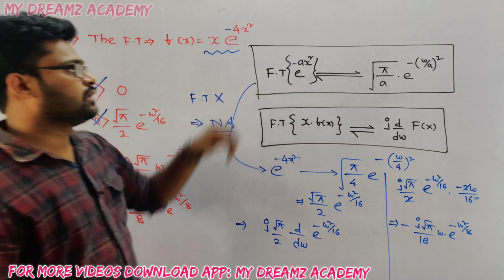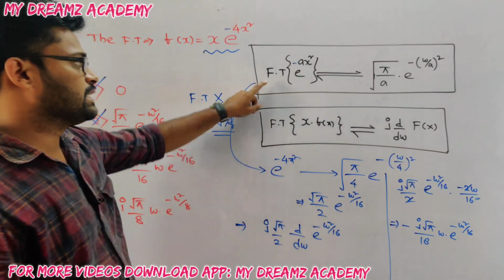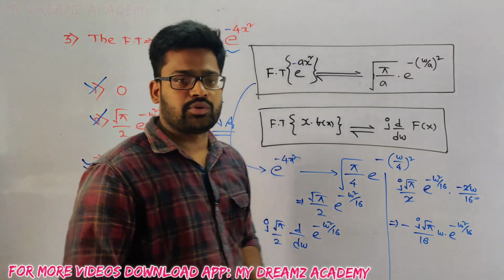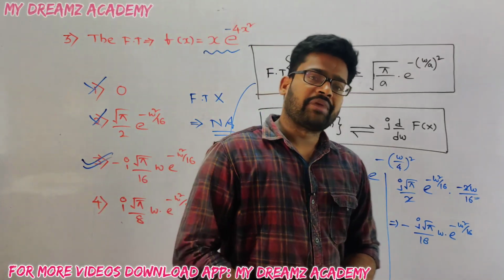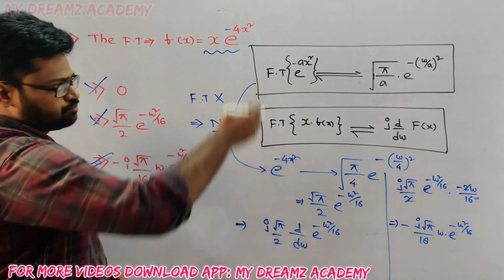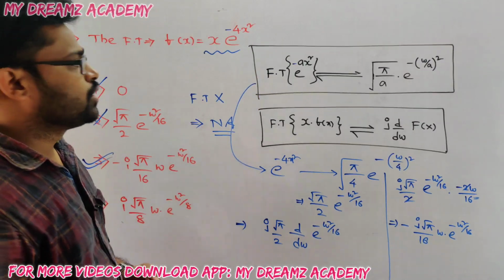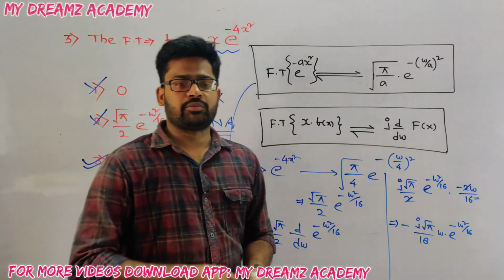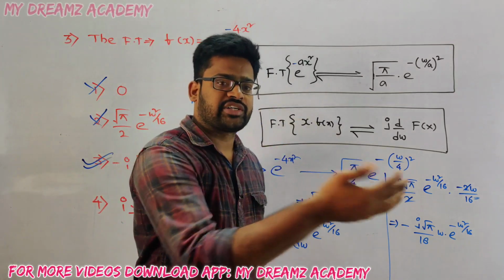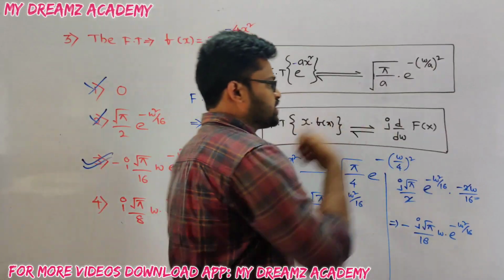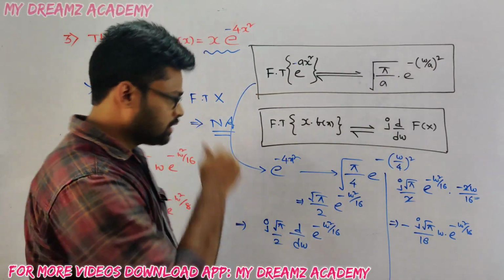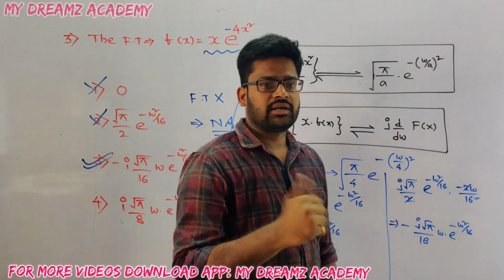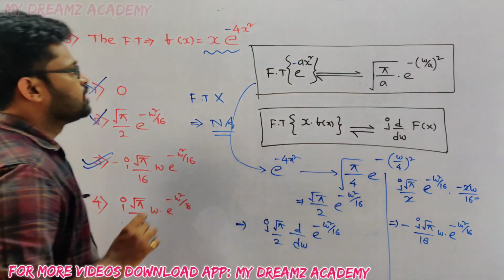The property number 1 that is used in this question is the Fourier transform of e to the power of minus a x square will give under root of pi by a e to the power of minus (omega by a) whole square. And for the Fourier transform of x into f of x, if you multiply x to the function, we need to do the differentiation. If I divide with x, we need to do the integration. So this is the answer for this question.